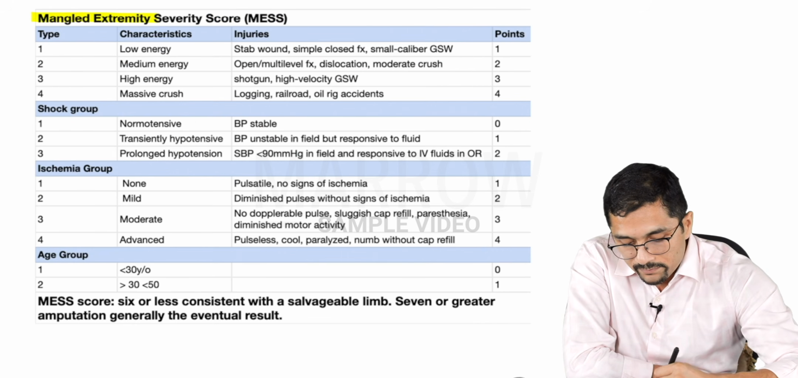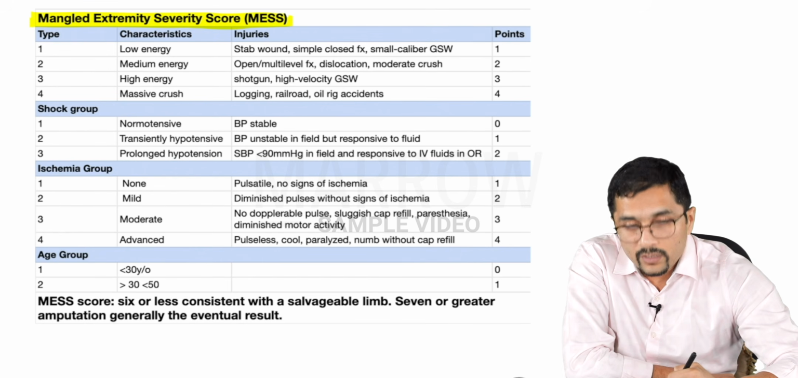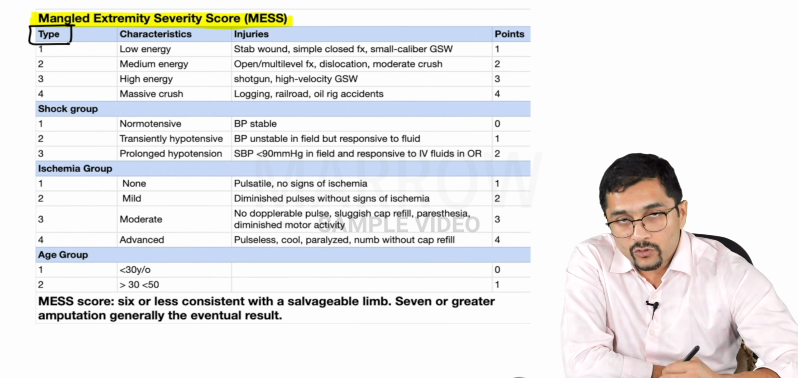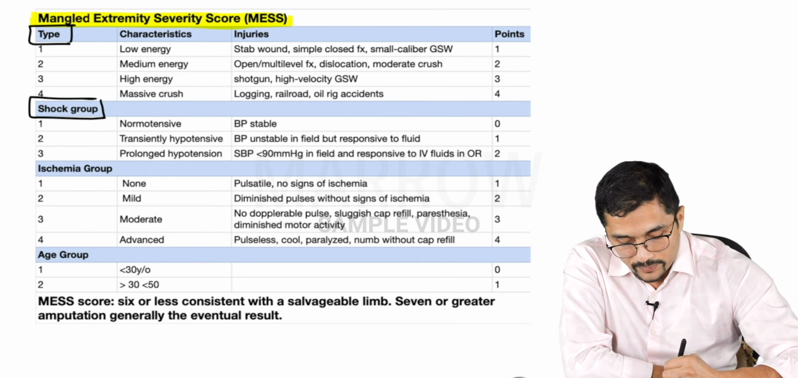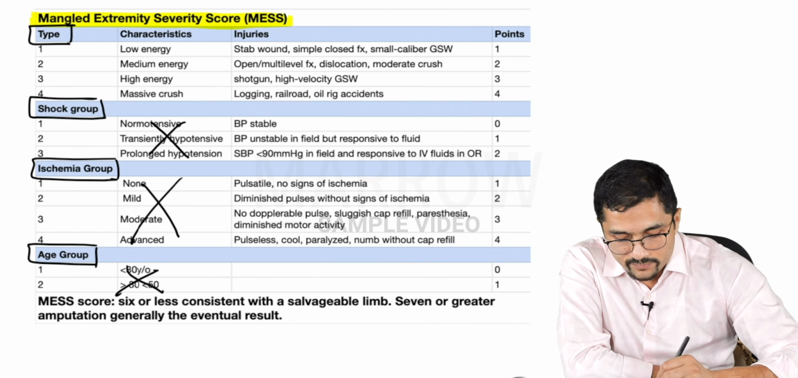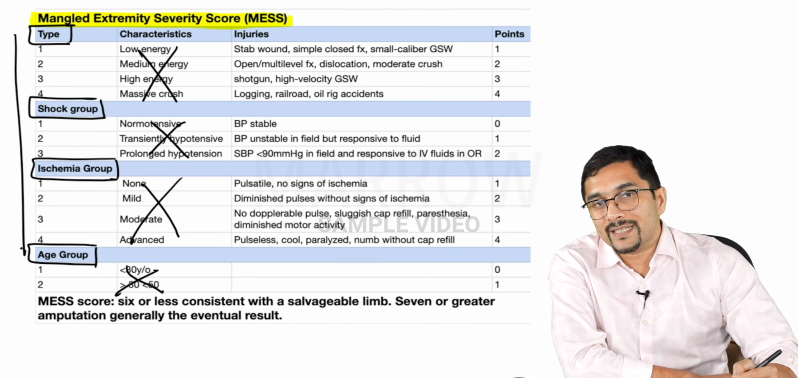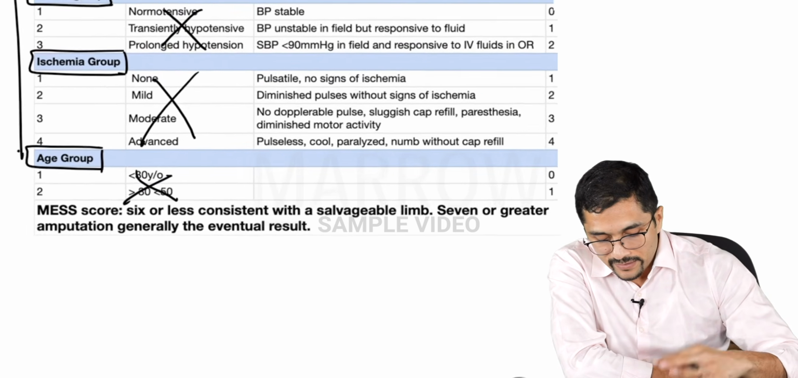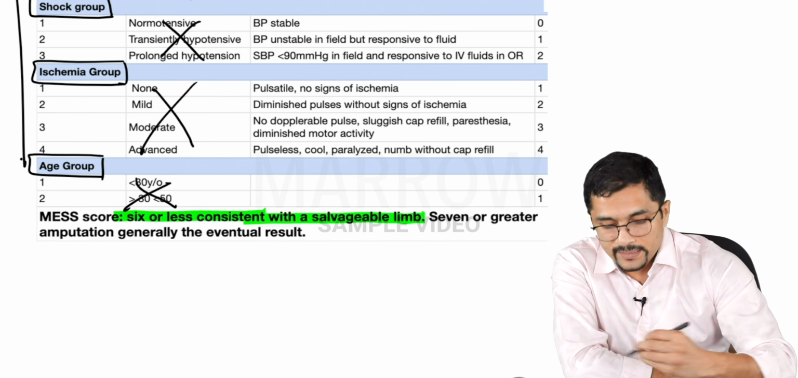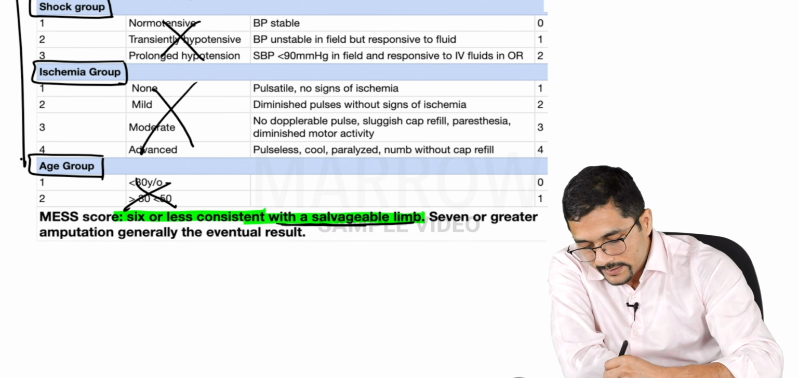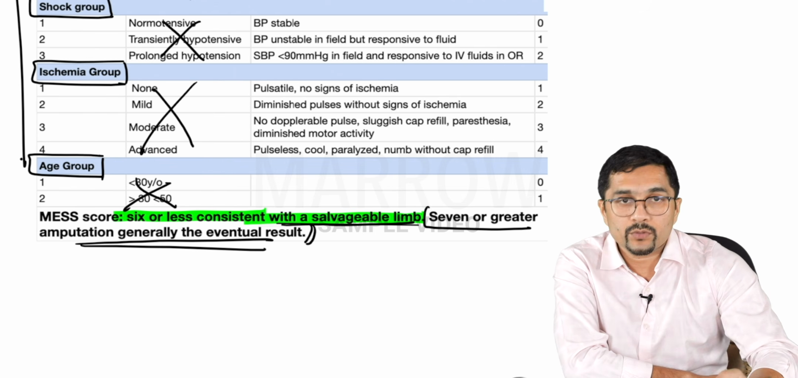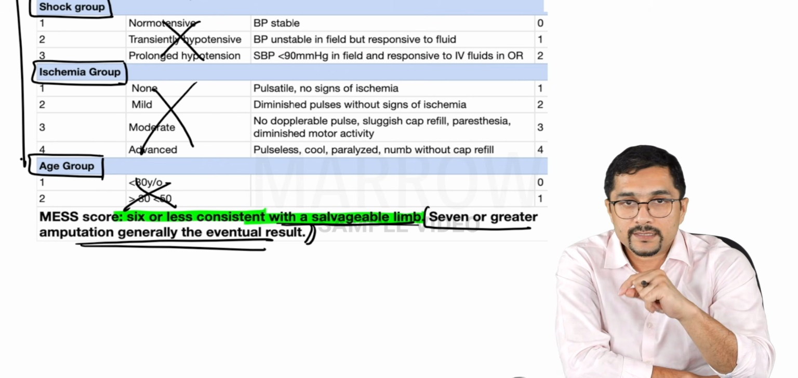This is MESS, the Mangled Extremity Severity Score. Again, the things which you need to remember: the type of trauma, shock group present, ischemia and age. Again, you don't need to remember all these values, just remember 4 parameters are included in MESS, and this is the most important line which has been asked. If the score is 6 or less, then it is a salvageable limb, you can save the limb, but if it is 7 or greater, you eventually need to do an amputation. So that is what has been asked in the exam.